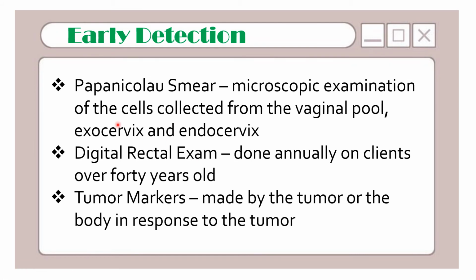Another test for females is the Papanicolaou smear or pap smear, which is a microscopic examination of the cells collected from the vaginal pool or exocervix and endocervix. For digital rectal exam, this is done annually on clients over 40 years old. And tumor markers are made by the tumor or by the body in response to the tumor.